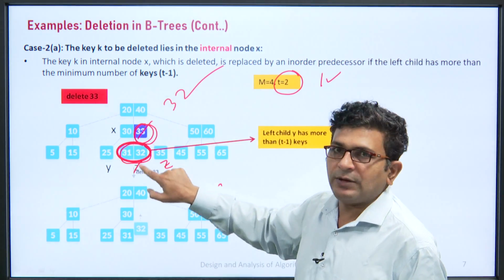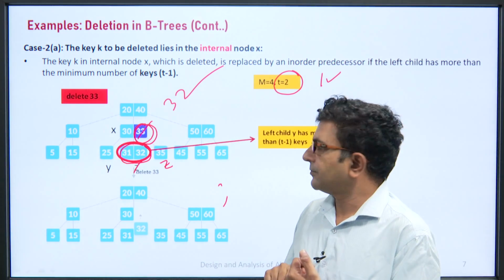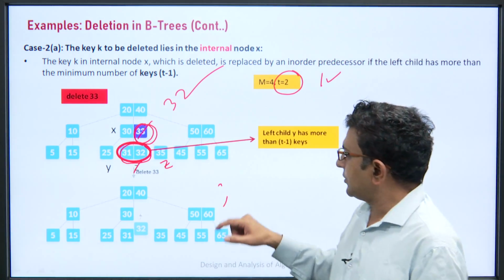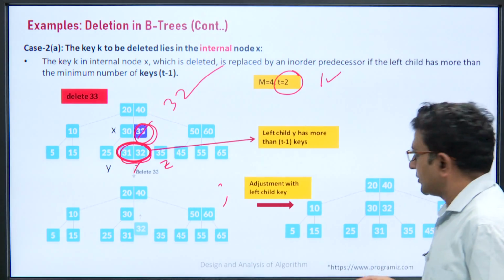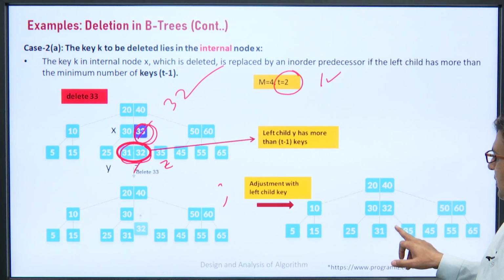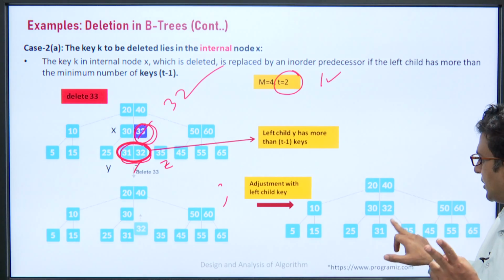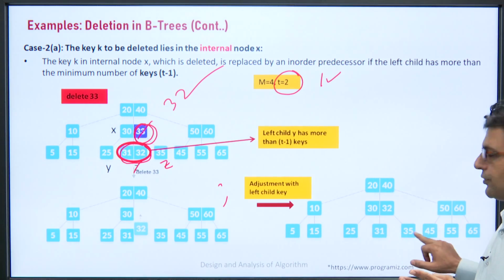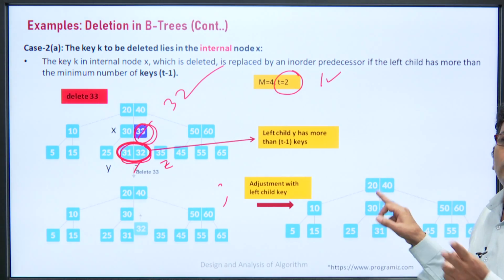This 32 will be moved up to the parent and it will replace 33 over here. So, now again what we can get? Just see here, if 32 goes upward, so now 33 is deleted. Now, the parent node is having 30 and 32 two keys, and it has 3 child nodes 25, 31, 35. So, the B tree property holds here.